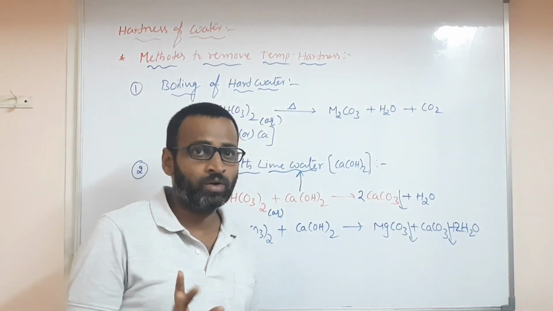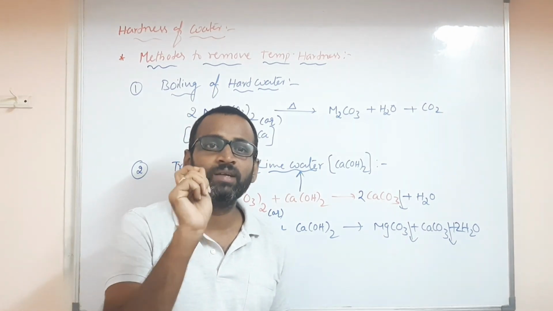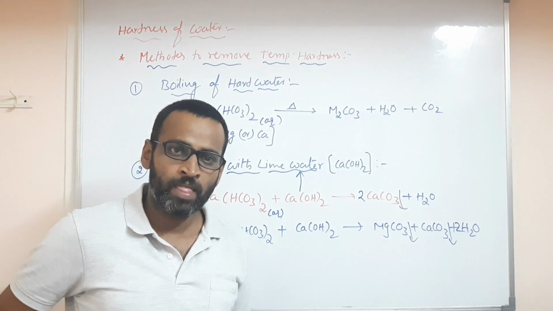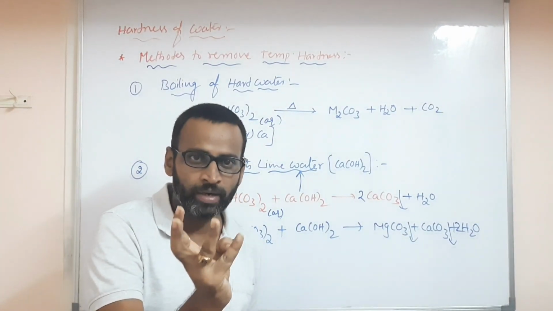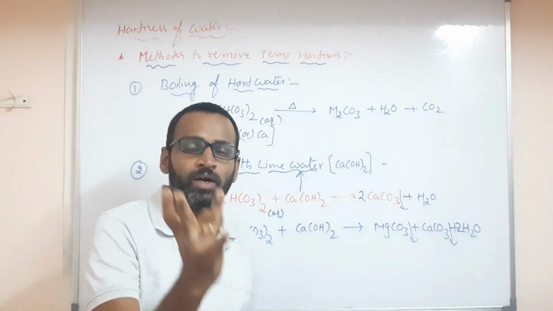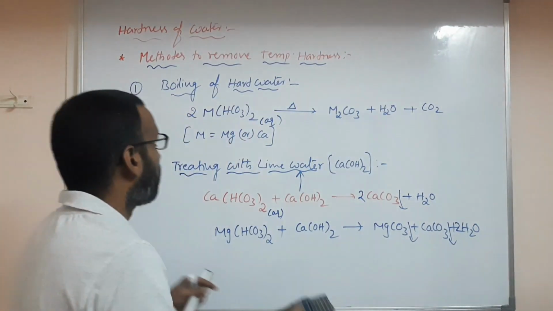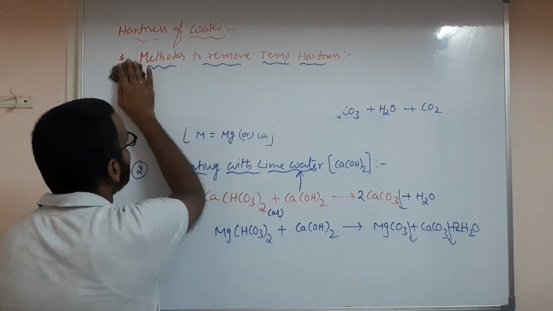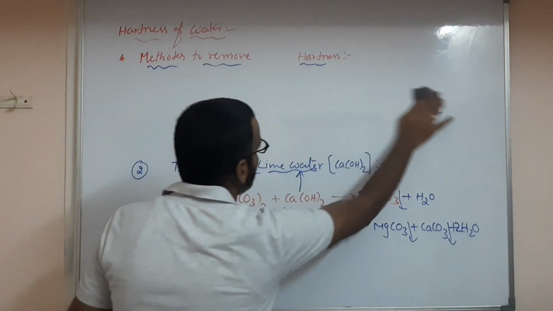So why am I telling all these things, not for wasting time. They'll ask you which will remove both temporary hardness and permanent hardness. Then you have to select an option like sodium carbonate, either sodium carbonate or NaCl or NaOH. Okay. So what we discussed was methods to remove temporary hardness. Now, methods to remove what hardness?